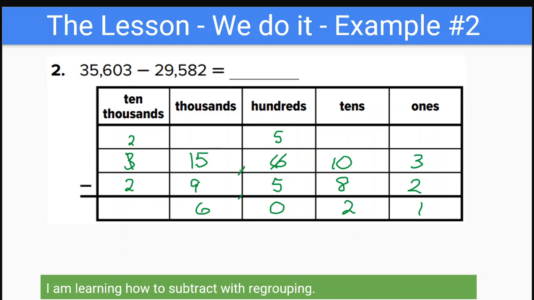Okay, I'm going to put in the comma. There was a comma here and a comma here, so I'm going to put in a comma here. And the difference is 6,021. Kids, you're learning how to subtract with regrouping.